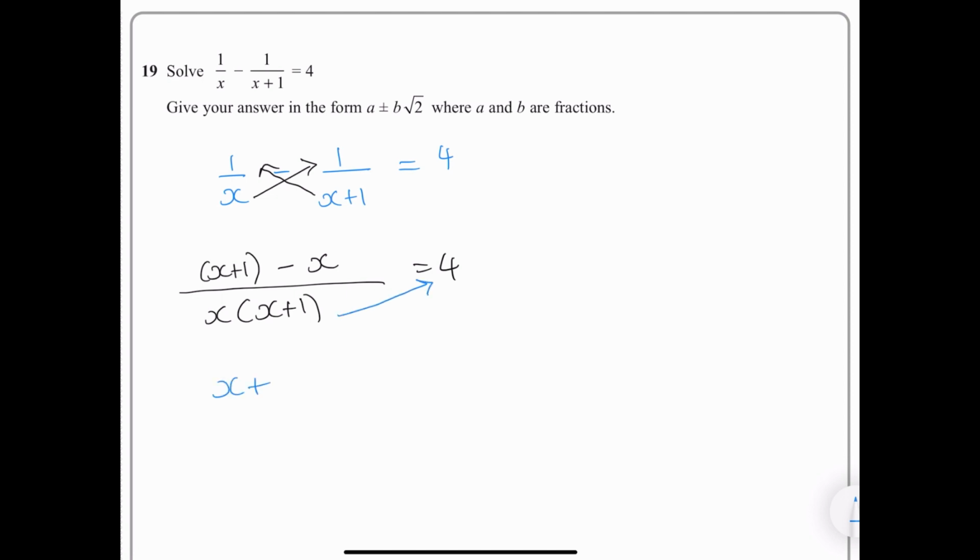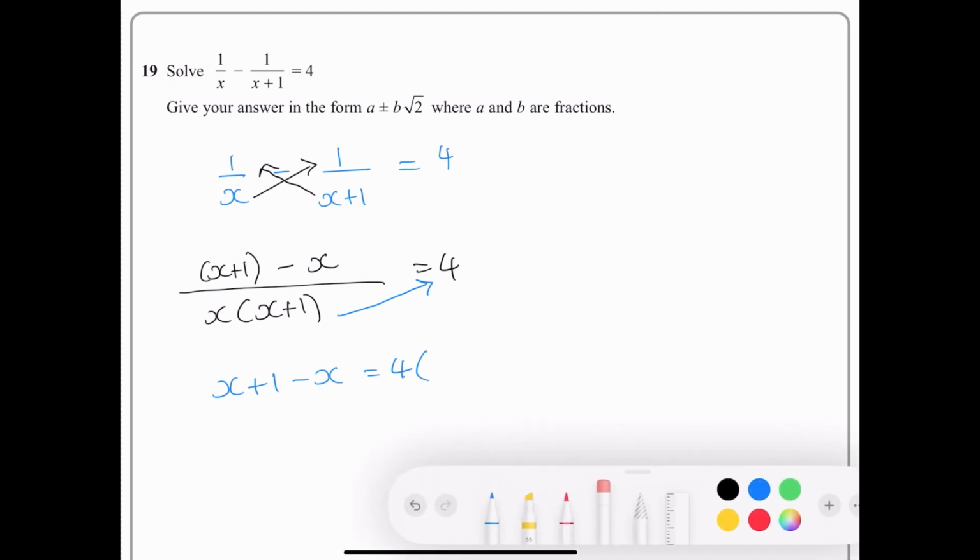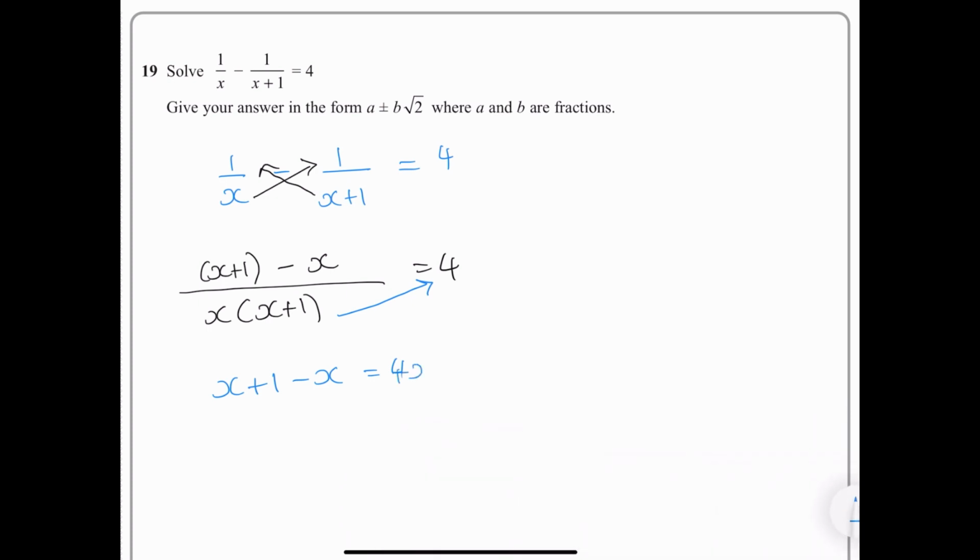I'm left with x plus 1 minus x, and that equals 4 lots of x times x plus 1. Okay, right, let's do some cancelling. On the left-hand side, I've got x and the minus x cancels, so I'm left with 1 equals, let's multiply stuff out now. So I've got 4x squared plus 4x.